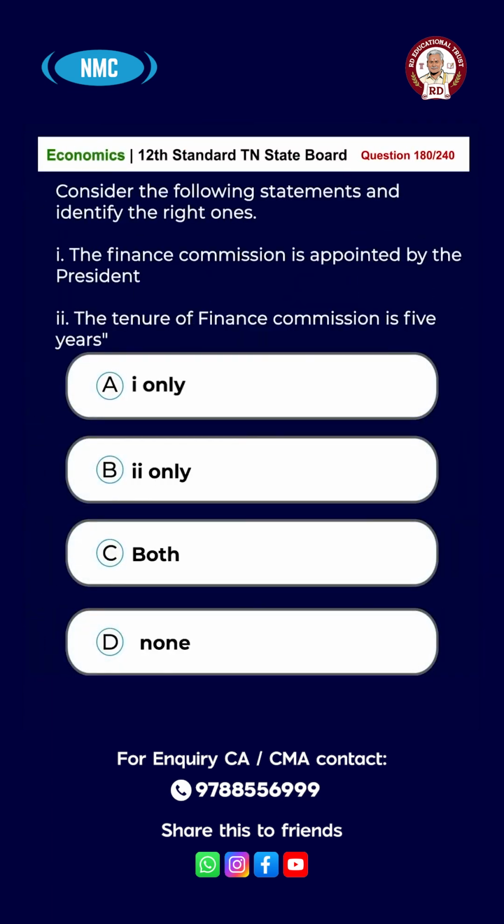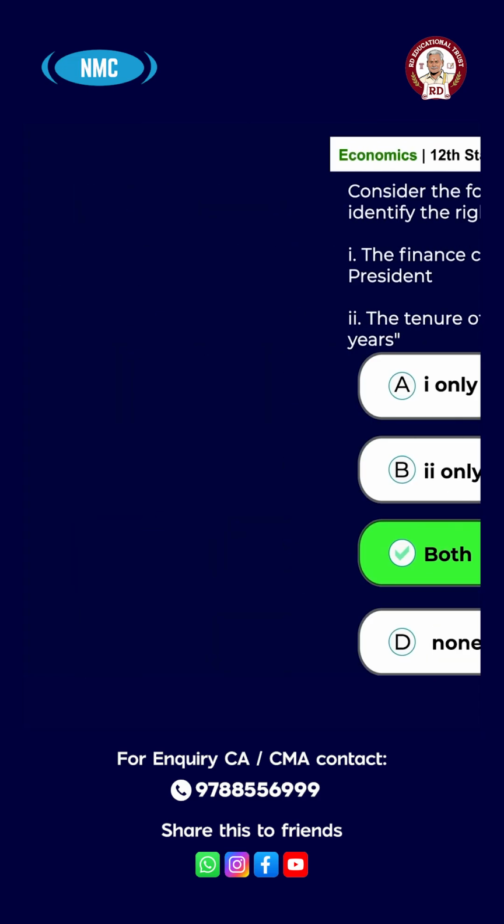Question number 180. Consider the following statements and identify the right ones. 1. The Finance Commission is appointed by the President. 2. The tenure of Finance Commission is 5 years. The options are A. 1 only, B. 2 only, C. both, D. none. The answer is option C, both.